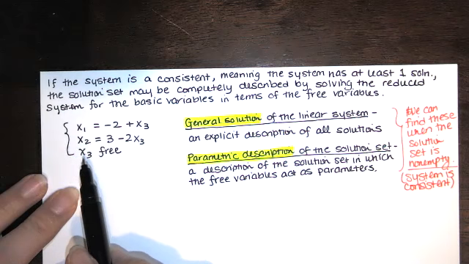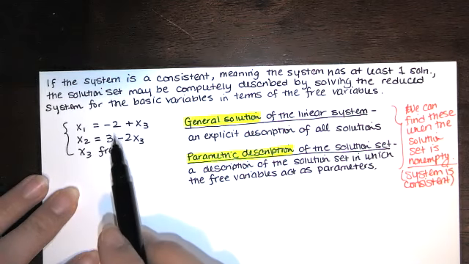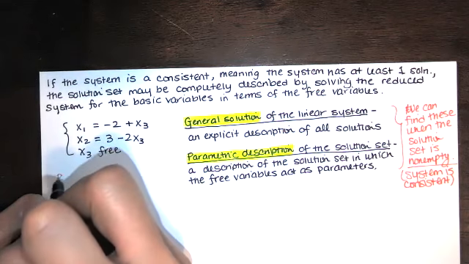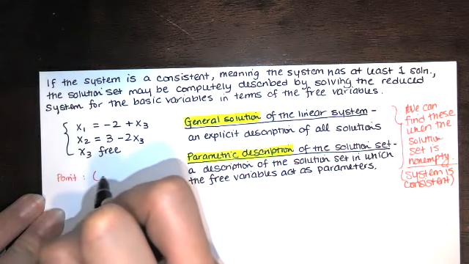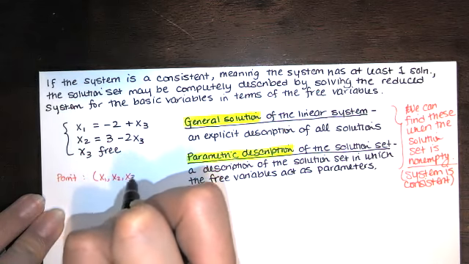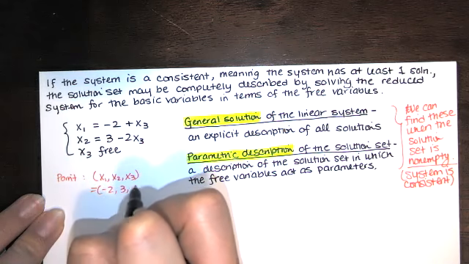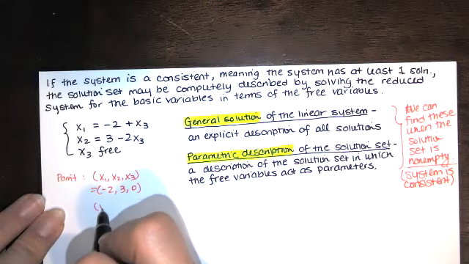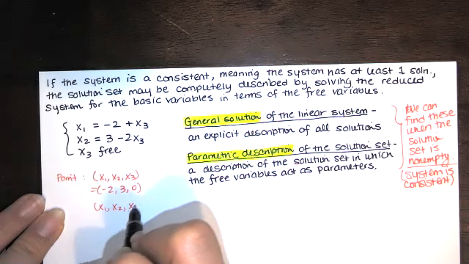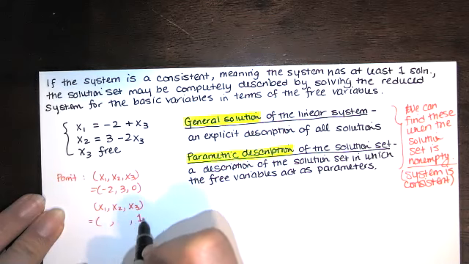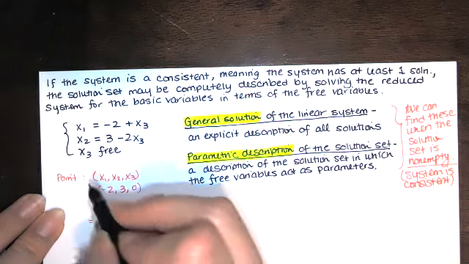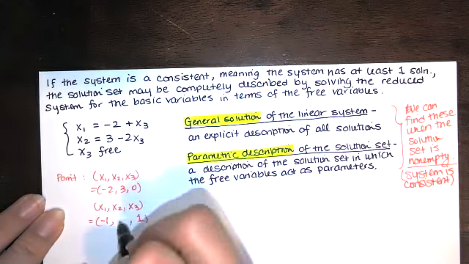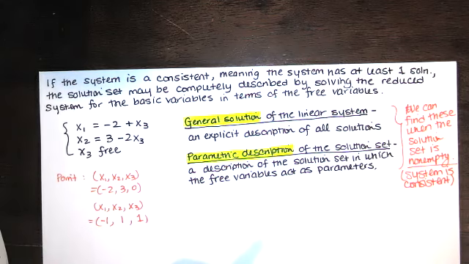So if x sub 3 is equal to 0, that's fine as long as x sub 1 is equal to -2 and x sub 2 is equal to 3. The point x sub 1, x sub 2, x sub 3 equals -2, 3, 0 is a solution of that system. But we could have just as easily chosen x sub 3 to be, let's say, 1. If x sub 3 is 1, then x sub 1 is -2 plus 1, which is -1, and x sub 2 is 3 minus 2, which is 1. So that's a solution of our system.